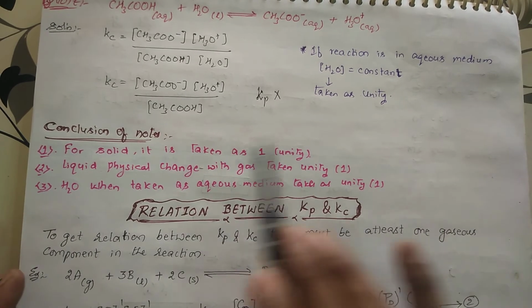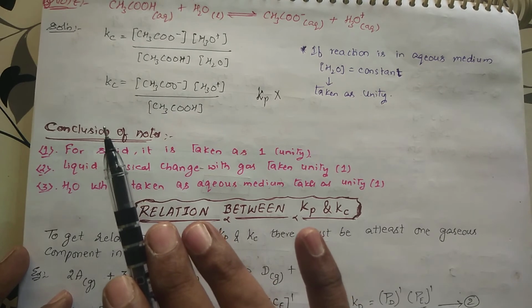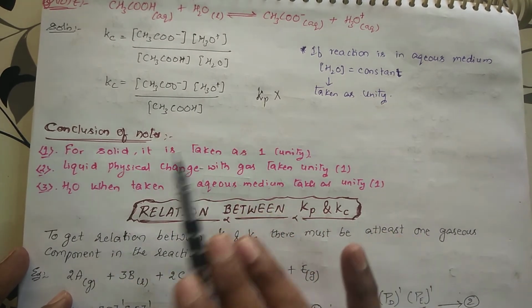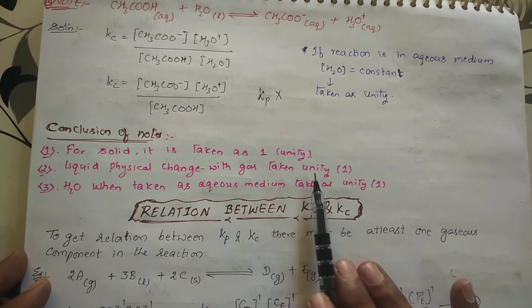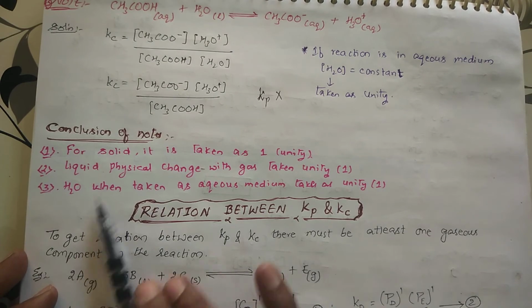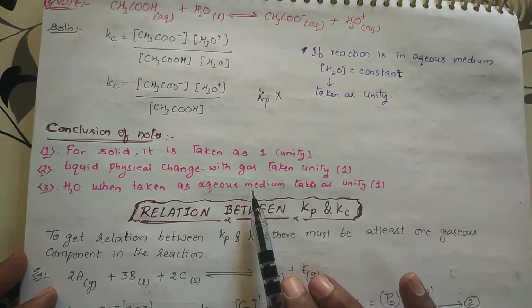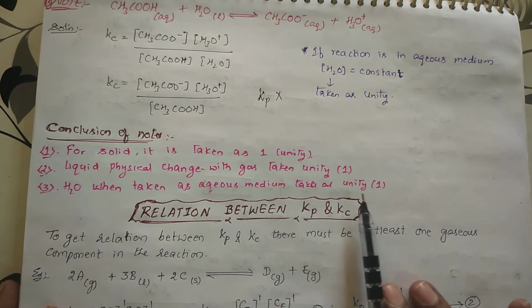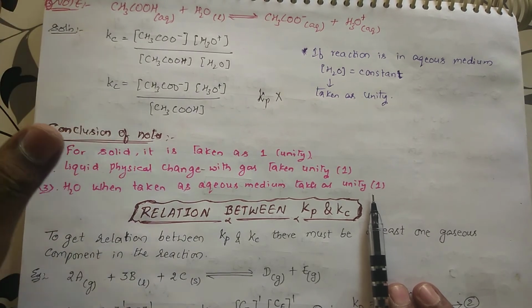Remember this, solid is taken as unity. Whenever there is a conversion from liquid phase to gaseous phase, meaning a single compound is existing in the reactant as well as the product, and only there is a physical change, then the liquid condition is taken as unity. Whenever water is taken as the solvent or aqueous medium for the reaction to occur, then also H2O is taken as unity. These are the three things that you should keep in mind while writing the Kc as well as the Kp for the reaction.